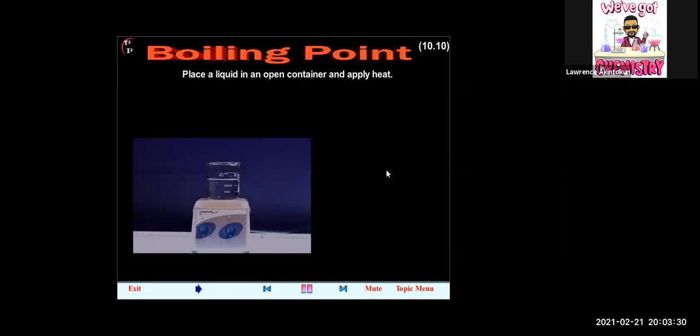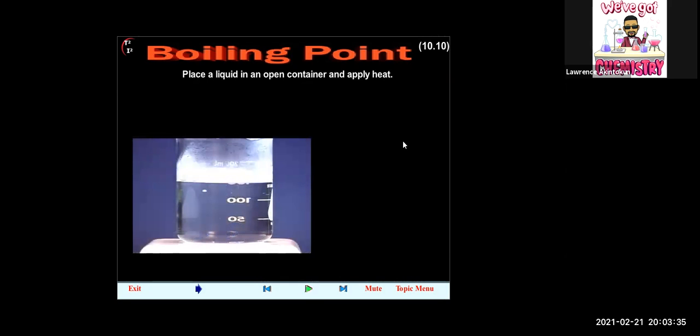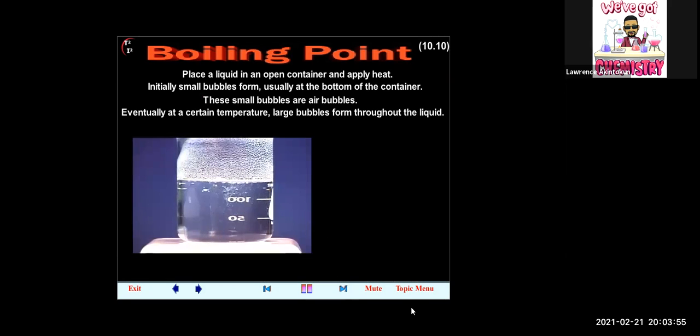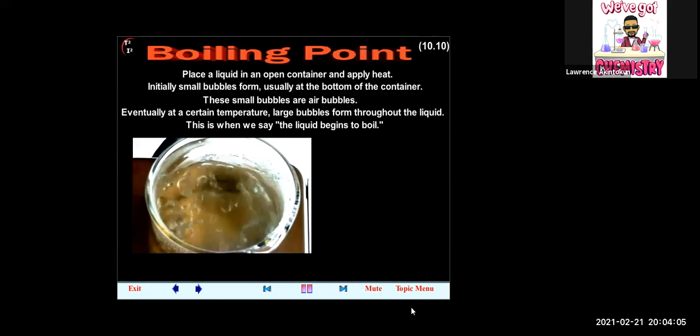Place a liquid in an open container and apply heat. Right, we're going to the boiling point section of that. Let's see what we have here. Initially, small bubbles form, usually at the bottom of the container. These small bubbles are air bubbles. Eventually, at a certain temperature, large bubbles form throughout the liquid. This is when we say the liquid begins to boil.